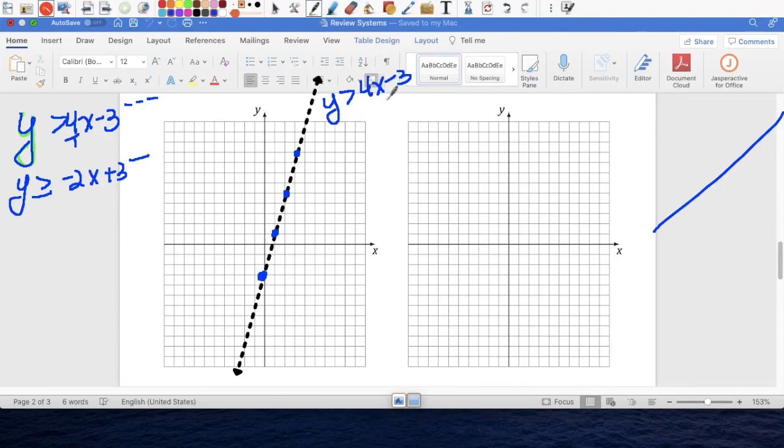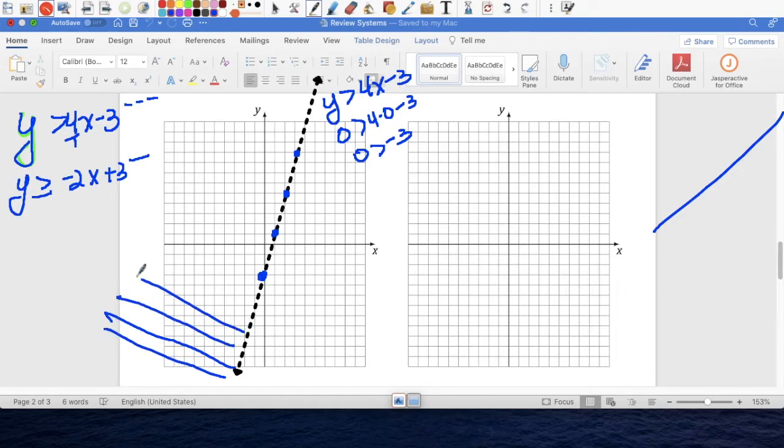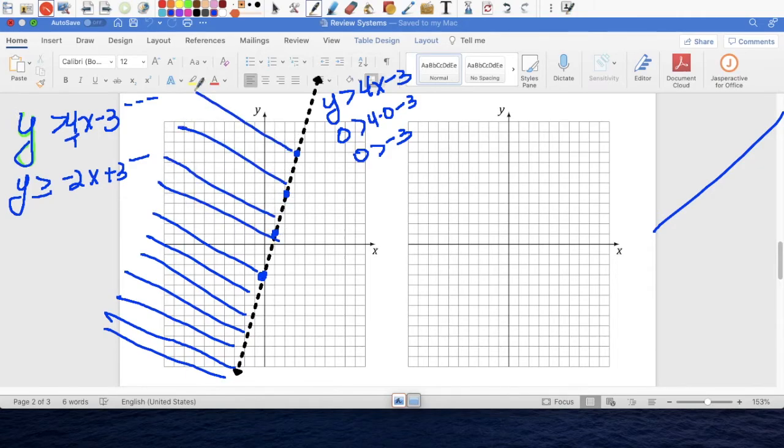And replace the y and x. So if you replace y and x with 0, you get 0 greater than -3. And that's true. So where 0, 0 is on this side, on top of the line, right? On the left side of the line. That means that every point on this side also makes that inequality true. All right, and if you have time, you can pick other points and verify that as well. But I'm just going to pick one.